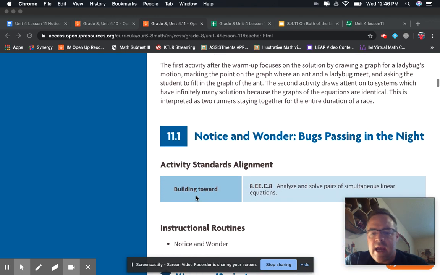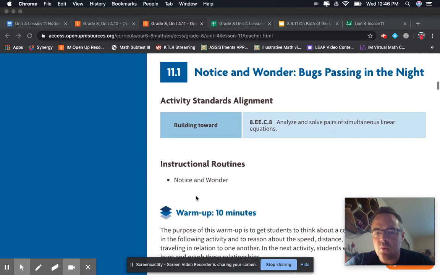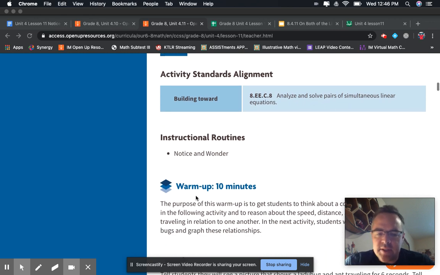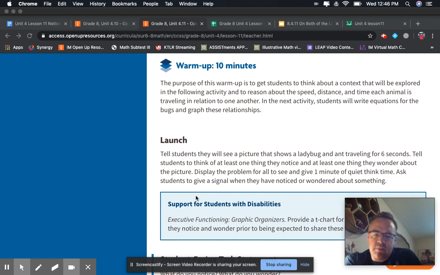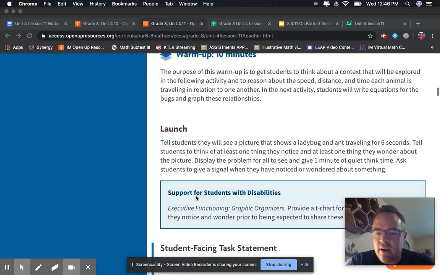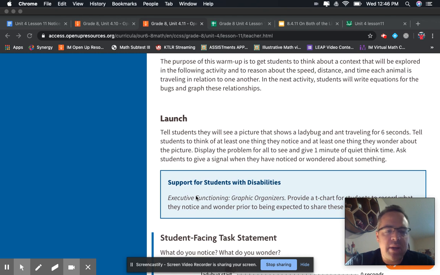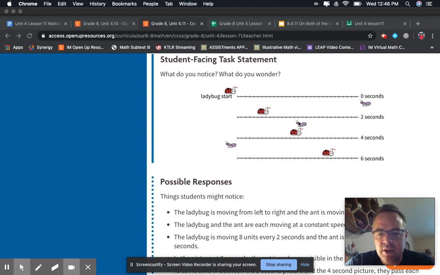As you notice, the first activity is a notice and wonder. It's a 10-minute warm-up, and you have to tell the students that there's a picture that shows a ladybug and an ant traveling for 6 seconds. For 1 minute, write down one thing they notice and one thing they wonder. And after that 1 minute, I basically copied and pasted this image. So hit pause on the video and write down or think about what kids might notice and wonder here.